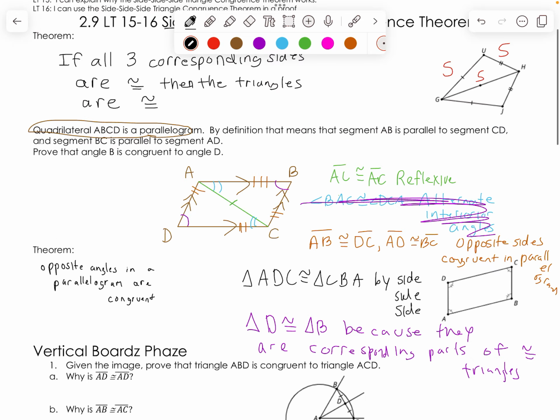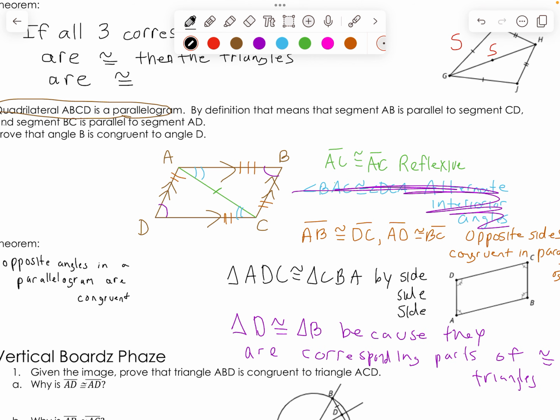So when you talk about a parallelogram, there's crazy things happening. Opposite sides are congruent, opposite sides are parallel, opposite angles are congruent, consecutive angles are supplementary. They have a lot of properties. That's why it's a fun shape to talk about.